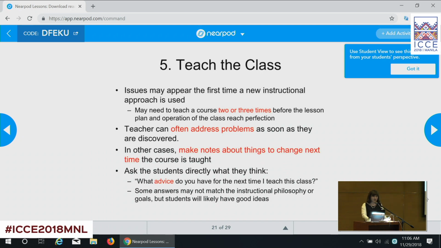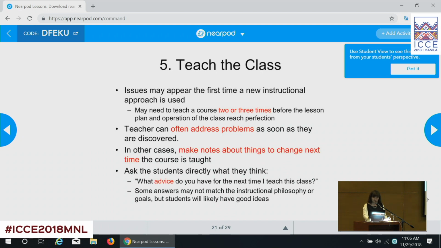And so it's very possible you may need to teach a course 2 or 3 times before you reach perfection. So please don't get frustrated. If it's the first time, you may feel this is not a wonderful class and some of the operation of the course is not perfect. So you need 2 or 3 times to reach perfection. And in other cases, please make notes about things to change or to improve next time when the same or a similar course is taught.